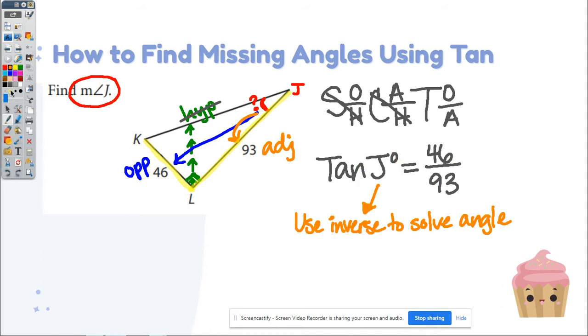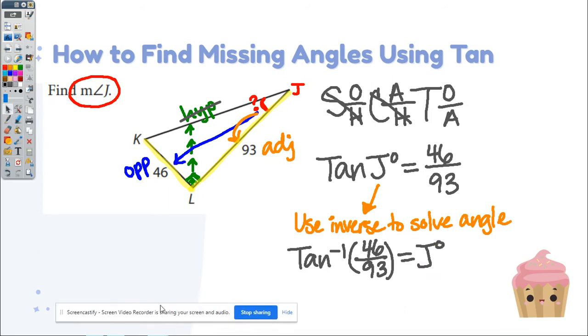All right, so since I'm going to use the inverse, this is what it looks like. Tan inverse of 46 over 93 is equal to angle J. That's the whole purpose of tan inverse. It is to help you figure out the angle if you know everything else. And I do. I have a value for the opposite and a value for the adjacent. So I'm going to put this on the calculator for you, and I'm going to show you how to use the calculator. Okay, so let me do that now.